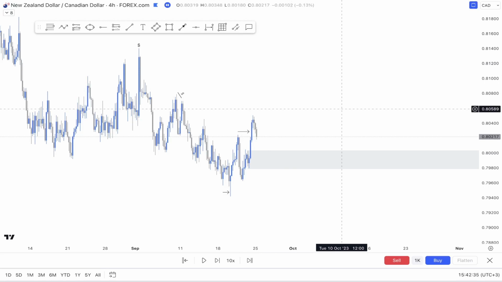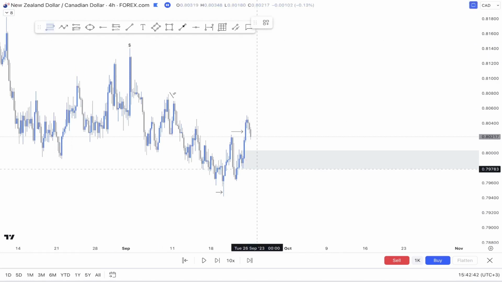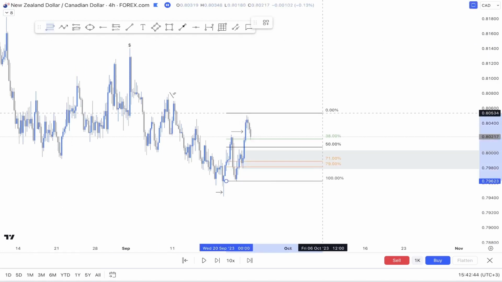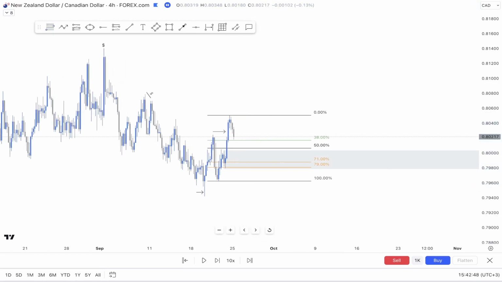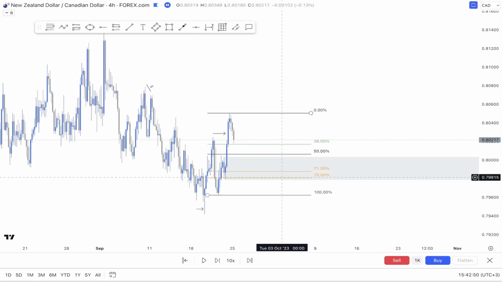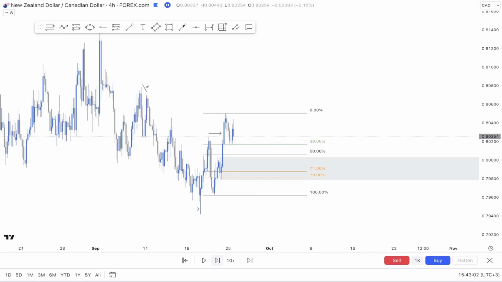Okay, so after I determined these things, I then placed my fib level from this low to this high. And what I wanted to see now is how price will approach the 71 and the 79% on the fib level, because those are the areas where I would place a buy limit. So let's continue using the bar replay.